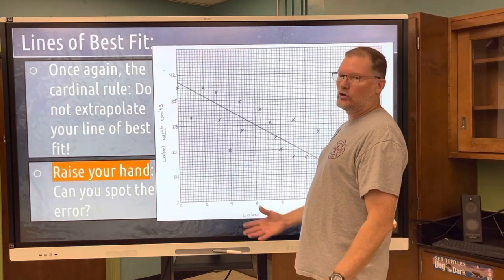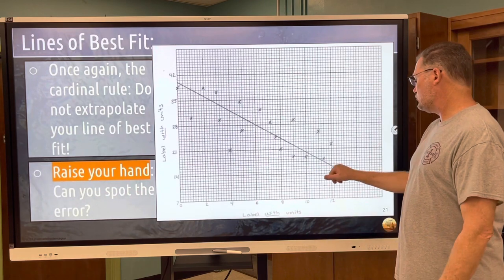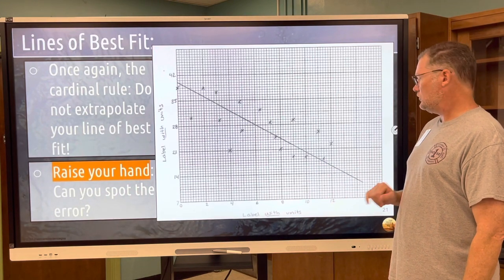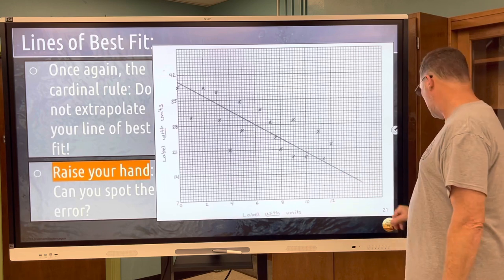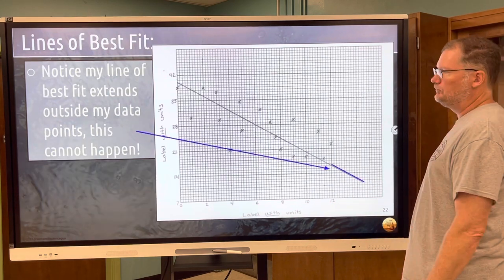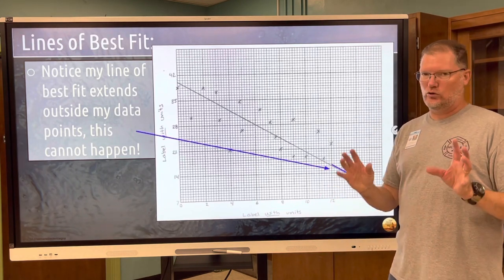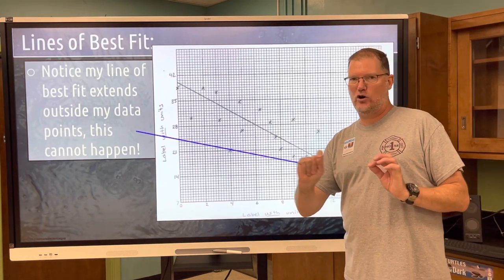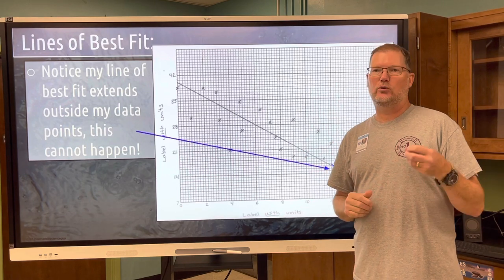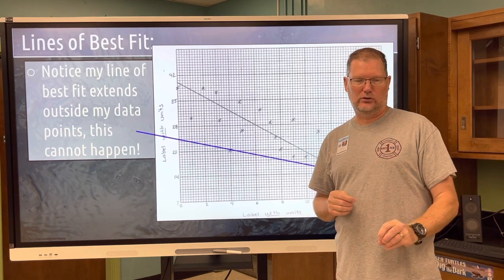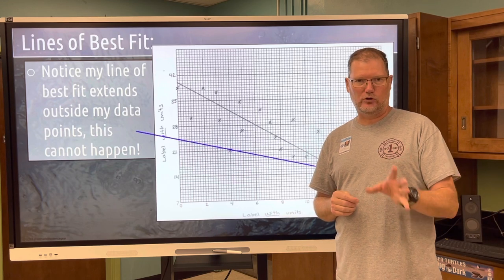So, cardinal rule again, no extrapolation, like I just said before. And so here's the error, obviously, right there. And so that cannot happen. Just make sure that you don't do that. If you do mistakenly draw it over with your pencil, which has to be a wood pencil, not a mechanical, very sharp, we'll talk about that later as well.